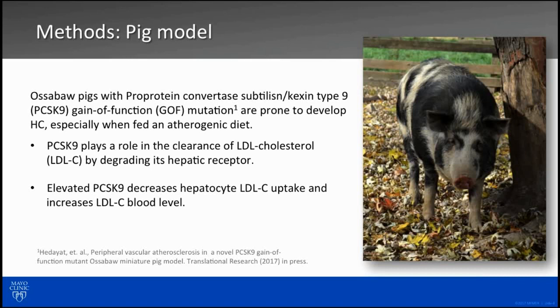And what is the swine model we're working with? Well, we are working with a model of a miniature pig called the Ossabaw, which is already an animal that is known to be predisposed to metabolic syndrome when fed a high-fat diet. Our partners at Recombinetics wanted to look at whether or not adding a gain-of-function mutation in the PCSK9 gene would make the animals even more prone to hypercholesterolemia, and how that would affect various parameters within the animal when fed an atherogenic diet on top of it. It's well known that PCSK9 plays a role in the clearance of LDL cholesterol through the degradation of the hepatic LDL receptor. Elevated PCSK9 therefore reduces hepatocyte LDL uptake and increases the plasma levels of LDL.